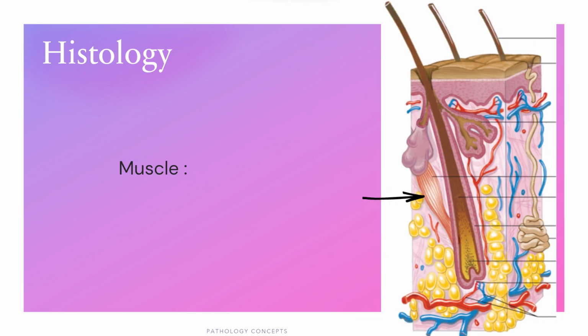Muscles. The erector pili muscles are bundles of smooth muscle fiber that attach to connective tissue sheath of hair follicles. When the muscle contracts, it pulls the hair follicle outward, resulting in the hair erecting up, but also compresses the sebaceous gland, resulting in the secretion of its contents.